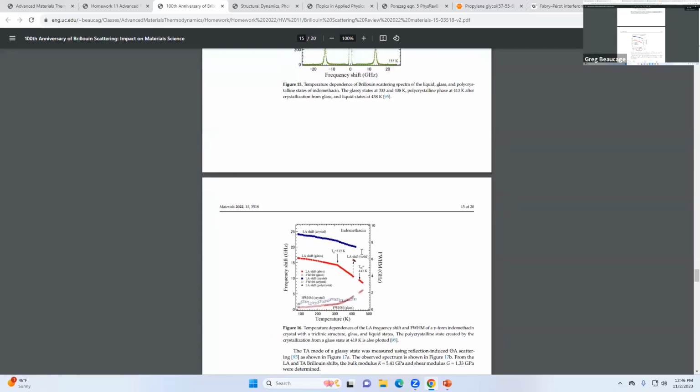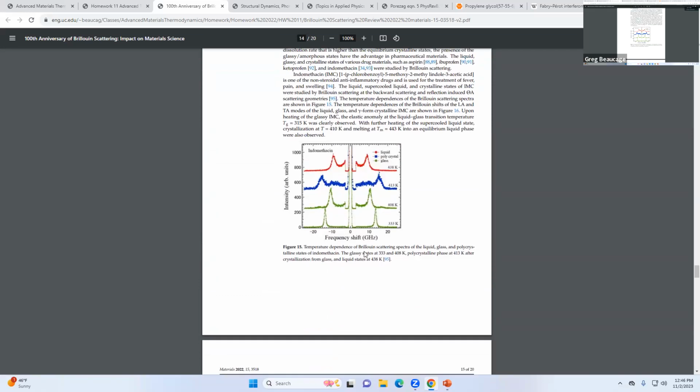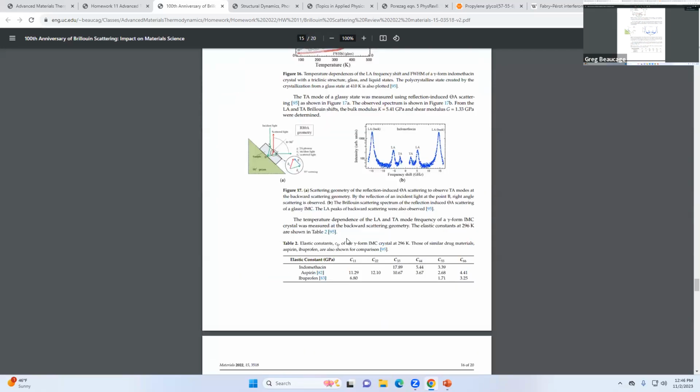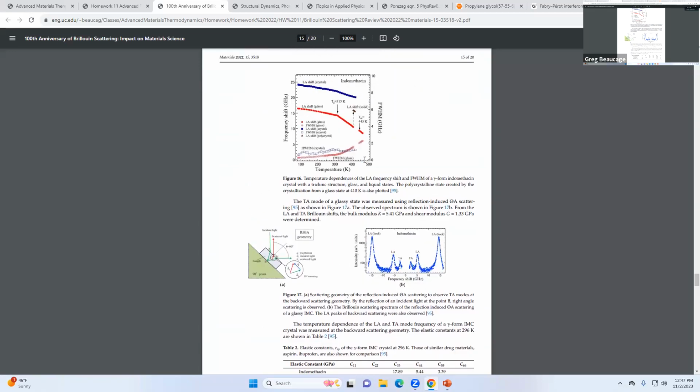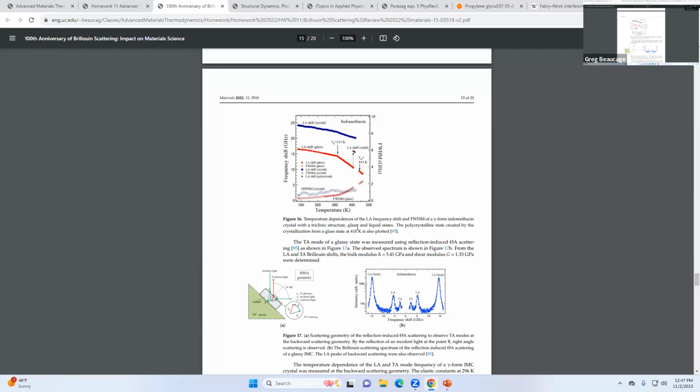The drug paracetamol is the standard thing that people look at because it crystallizes. Anyway, this is some other drug, indomethacin. I don't know what that is, but he mentions paracetamol in here too. I think those are things that they think don't really hurt you, so you can just mess around with it.